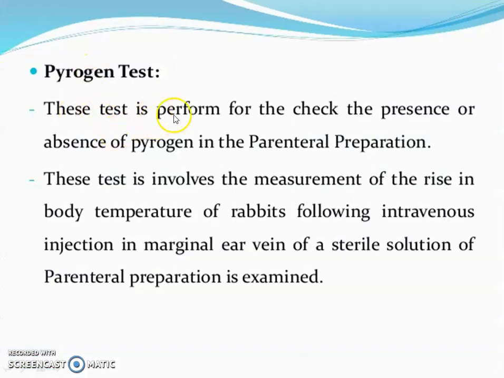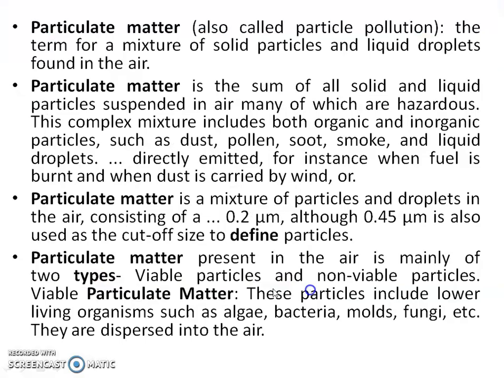Pyrogen test: this test is performed to check the presence or absence of pyrogen in the parenteral preparation. This test involves the measurement of the rise in body temperature of rabbits following intravenous injection in the marginal ear vein of a sterile solution of the parenteral preparation being examined.